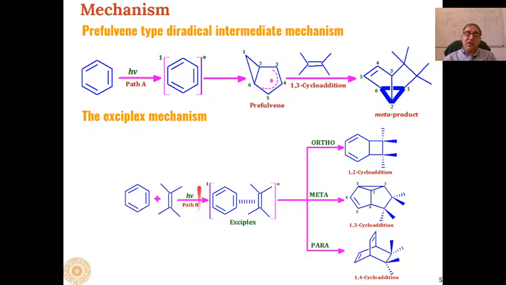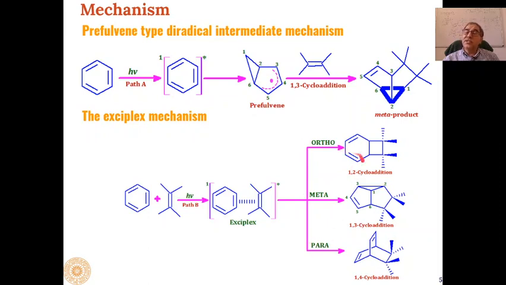So, for example, when benzene reacts with a tetrasubstituted alkene and it is irradiated, then first this type of exciplex will be formed in the first excited state. Then this will form the ionic pairs of these two substrates due to Coulombic interaction between the acceptor and the donor. And we can get either ortho products, meta products, or para products.